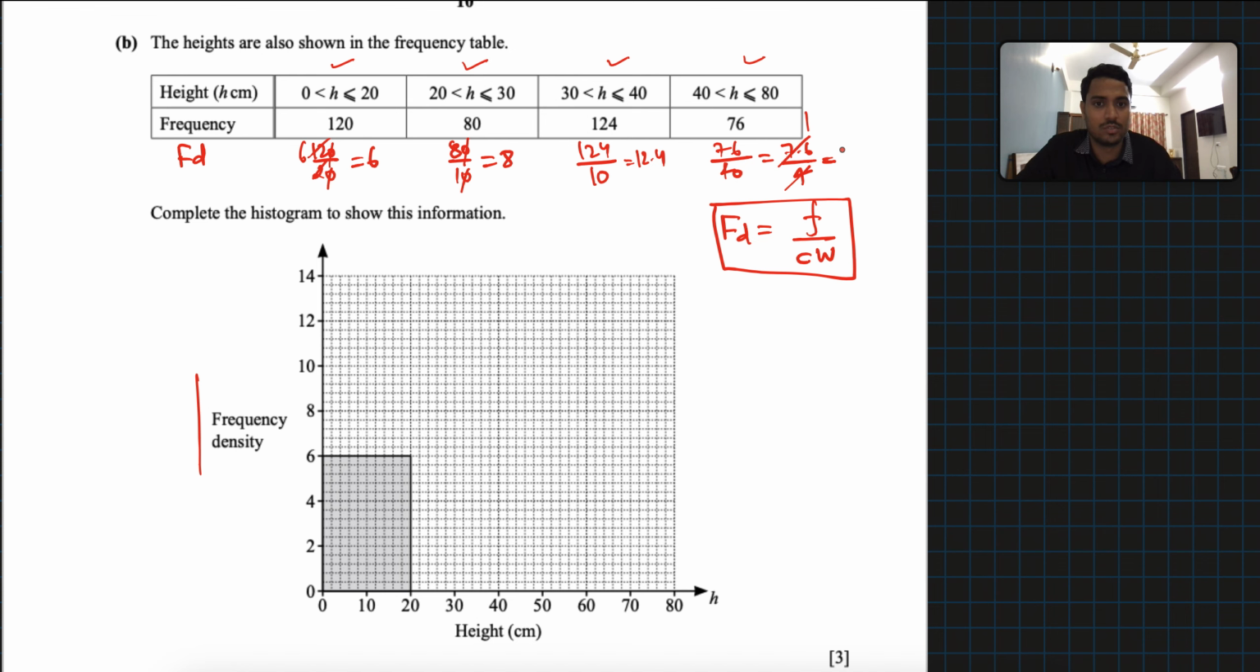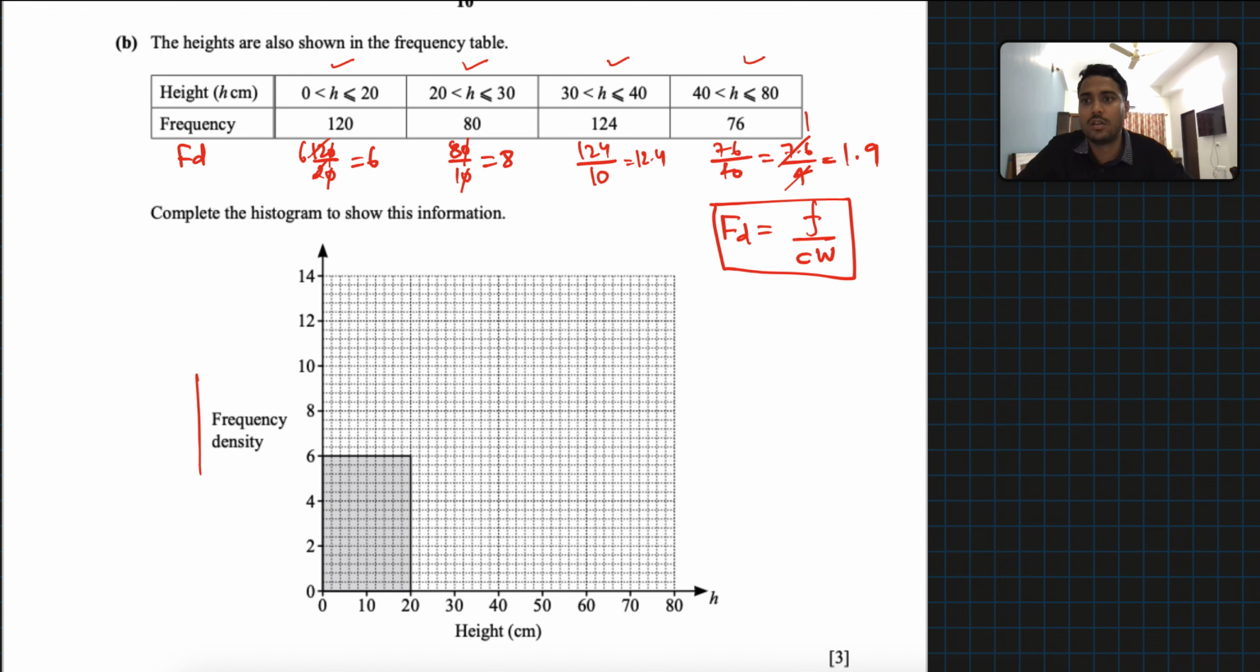So 1.4 nines are 36, so this is going to be 1.9. Moving on, let's plot it now. For 20 to 30, it is 8. So we have to go till 8, till here.